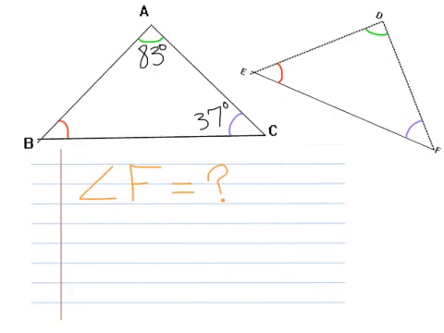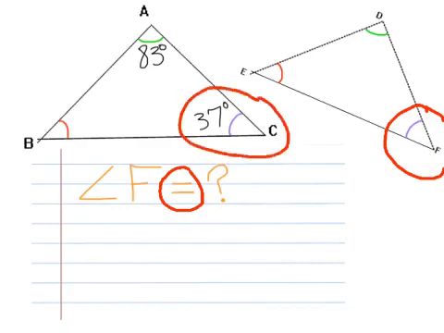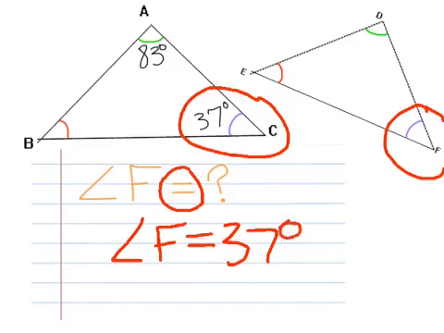Alright, solution for practice problem number 2. This time we are looking for the measure of angle F. How are we going to find the measure of angle F? Alright, we're going to look for the congruent angle. What is the angle that is congruent to F? Angle C. And since congruent angles are equal, that means that angle F is going to be equal to 37 degrees.